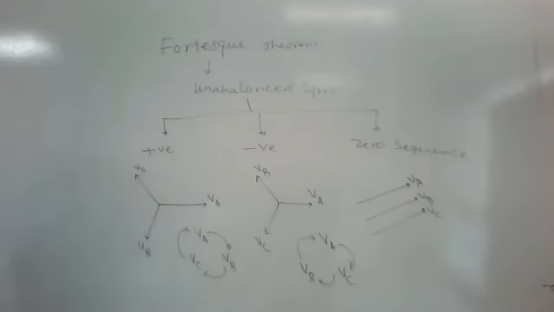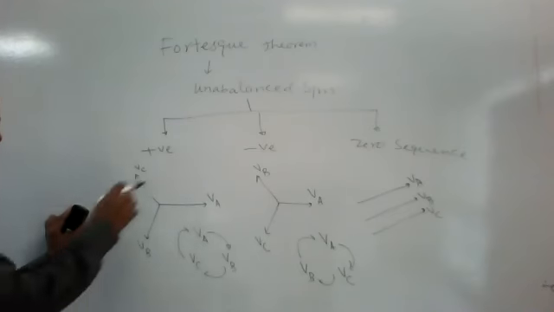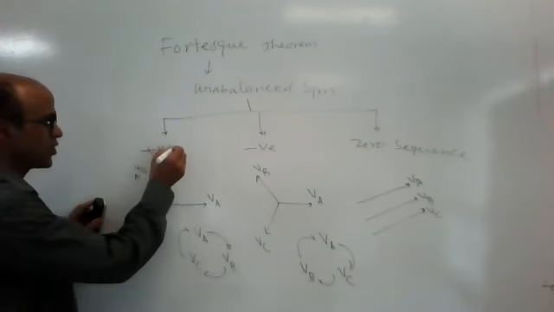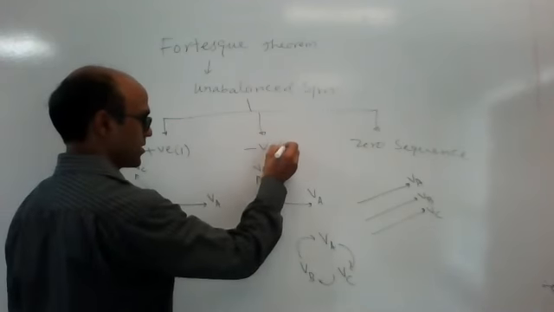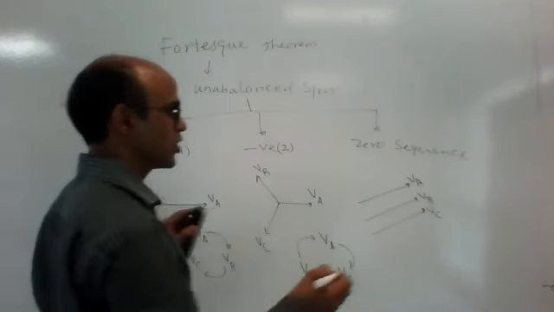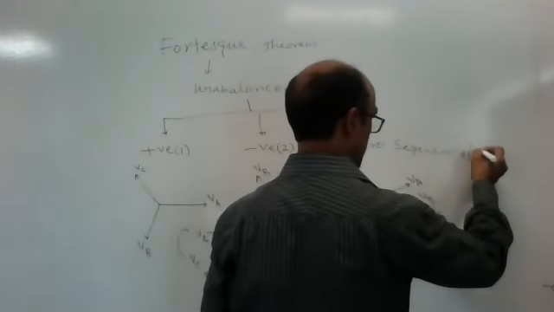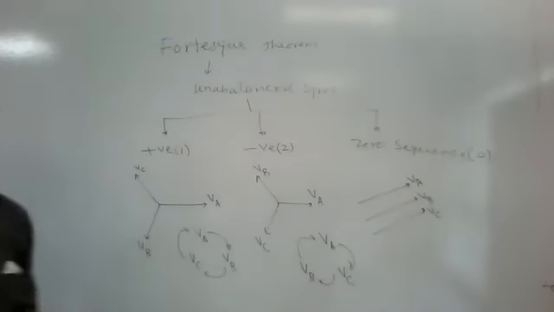So how do I represent positive sequence, negative sequence voltage? I will represent it in that way. The positive sequence is represented by subscript 1, negative sequence is represented by subscript 2, and zero sequence is represented by subscript 0. In that way, I will represent sequence voltages and sequence currents.